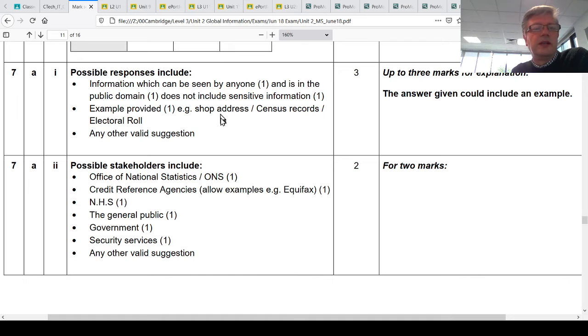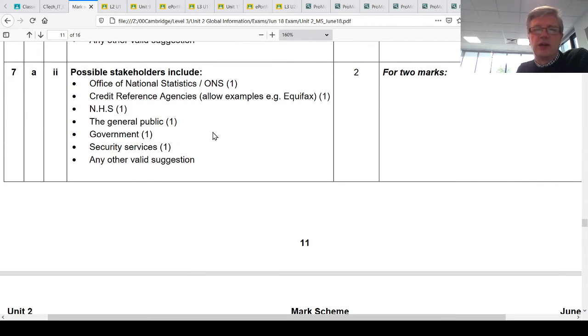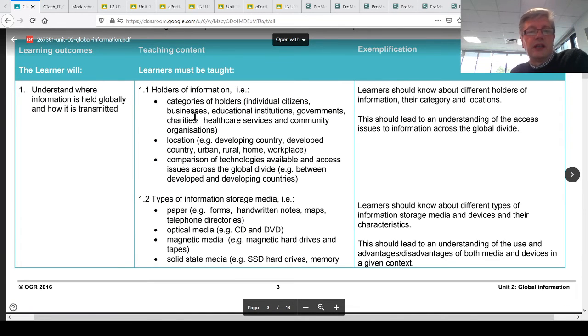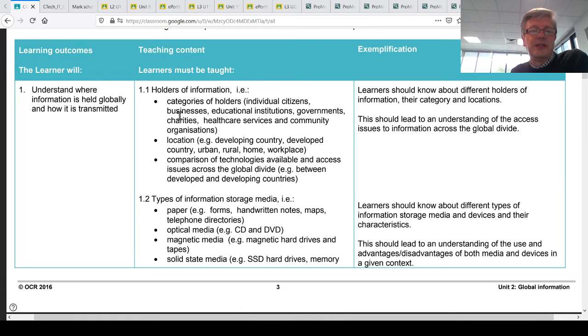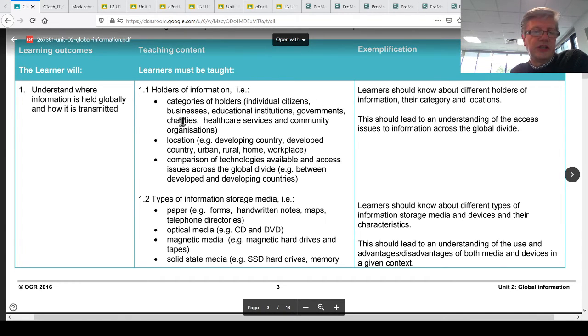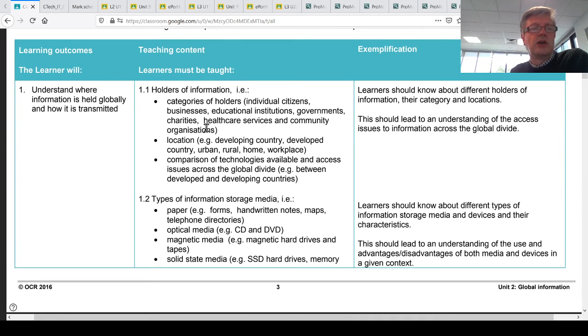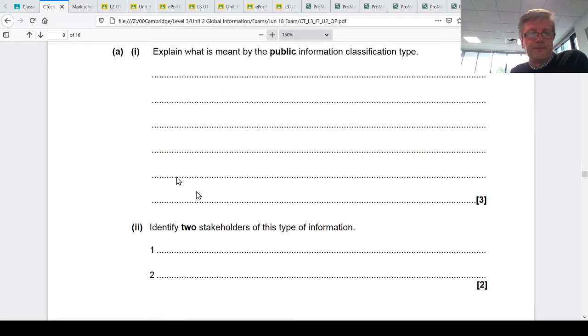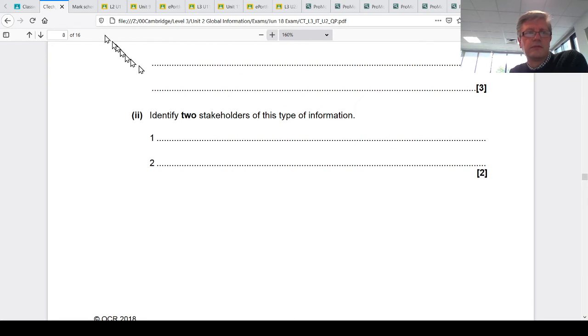And an example could be the address of the shop, the website address, for example. Could be any census records or information on the electoral roll, about the demographics of the customers or something like that, and any other valid suggestion of information that is public. So what are we interested in? Well, who are the stakeholders? So if we think about what we looked at over here, we were thinking about educational institutions, businesses, governments, charities, healthcare services, community organisations. So do any of these fit in the answers to this question?